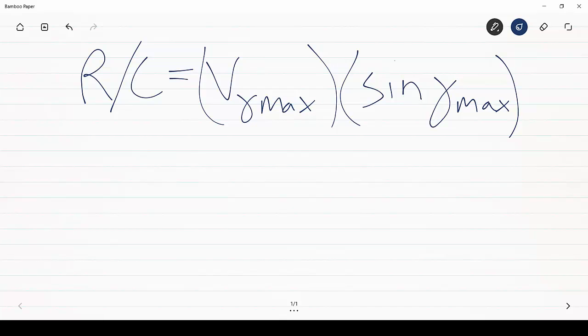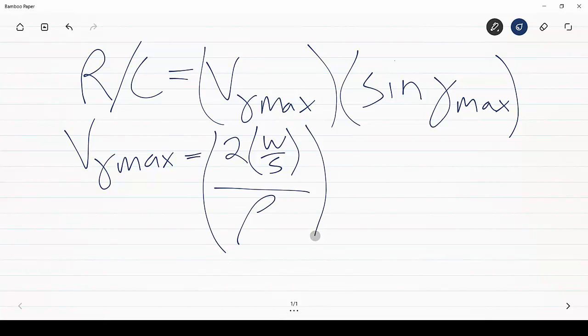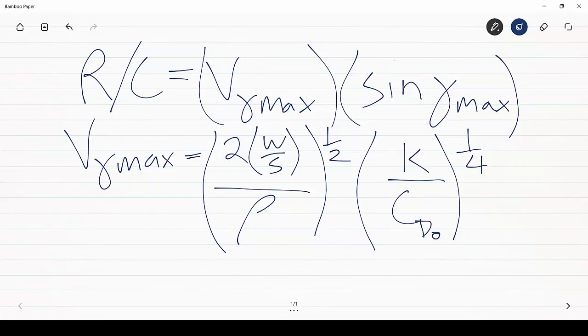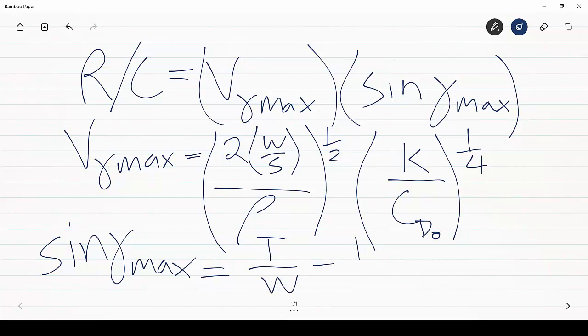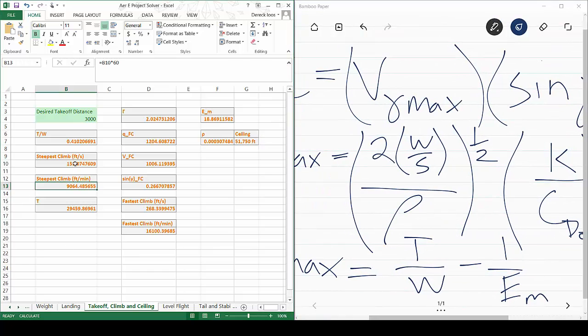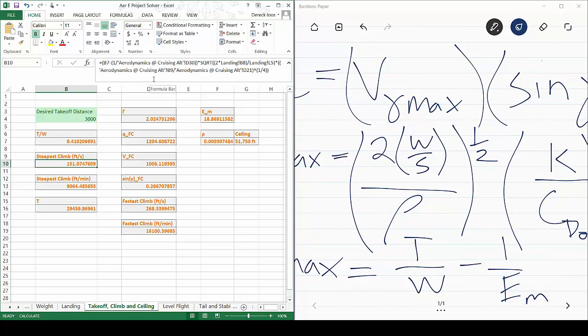And you can solve for each of those with the next two equations. V gamma max is equal to 2W over S divided by rho, to the 1/2, multiplied by k divided by CD naught, to the 1/4, and sine of gamma max can be solved for with the equation sine of gamma max equals T over W minus 1 over EM. And if you want to refer back to my workbook, you'll see that in the steepest climb portion, I just have all of this written out in one line. I didn't split it up into different steps. But if you want to with your workbook, that's obviously your choice.